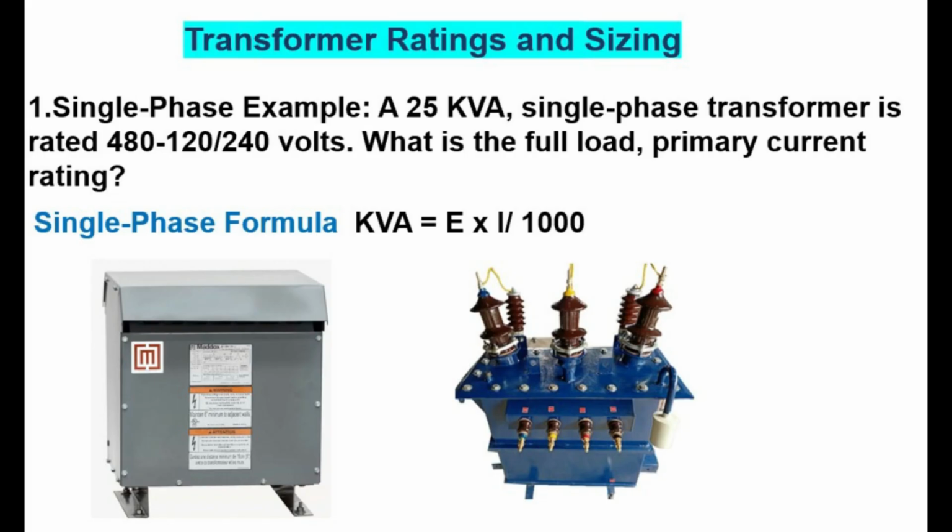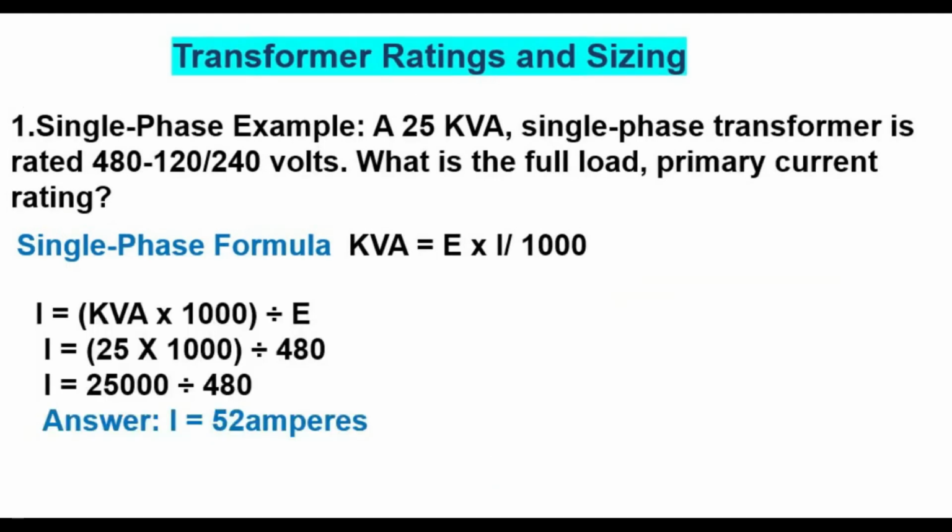Single-phase formula: kVA equals voltage times current, divided by 1000, to get the kVA or kilovolt-amperes. I equals 25 times 1000, divided by 480. I equals 25,000 divided by 480. Answer: I equals 52 amperes.